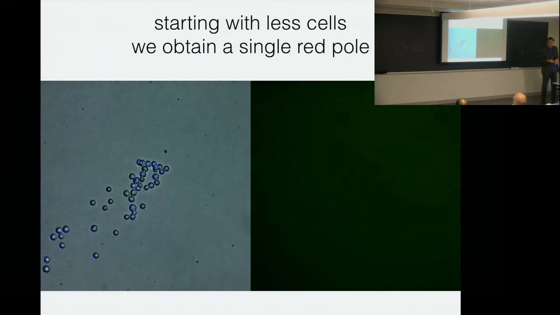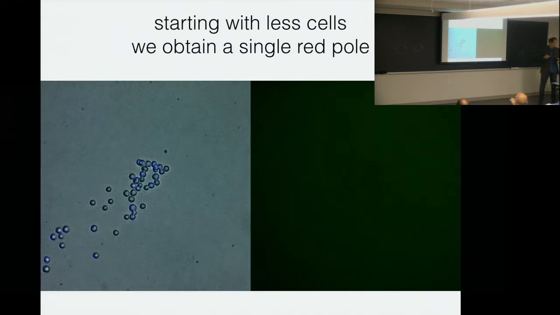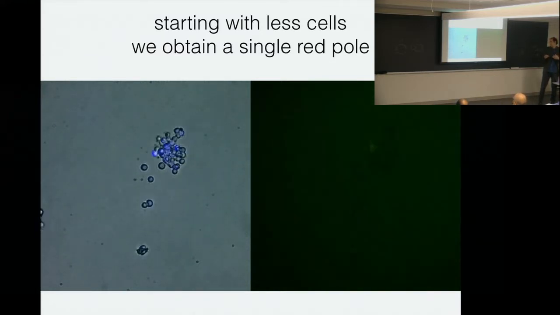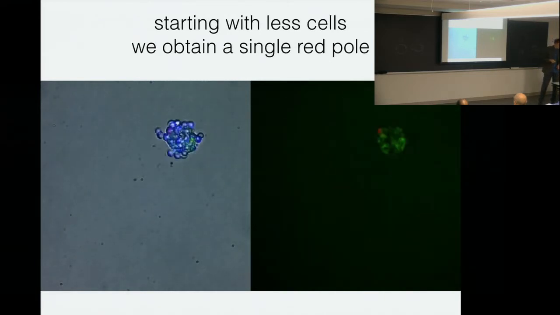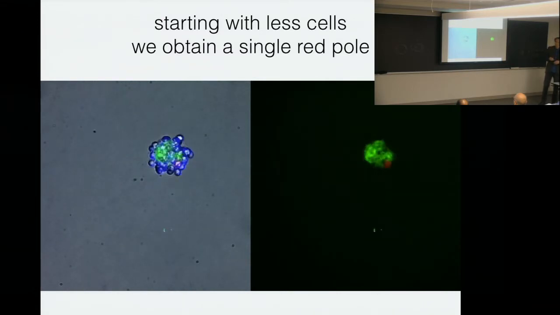Also, the other observation we made in the cellular system is that how many poles you make depends on how many cells you start with. If you have less space, one pole, that is, if you have less ability to live with less cells.